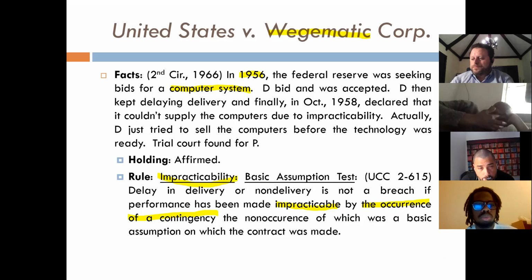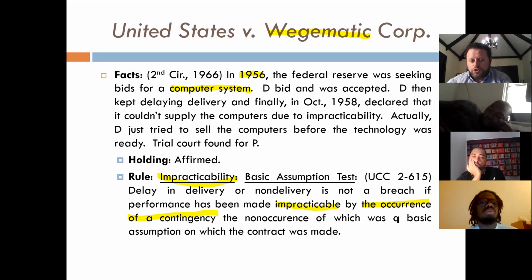So think of the concert hall in the previous example. You and I both believed that this concert hall would still be there, right? But there was a contingency. The hall burned down. And the non-occurrence of this was a basic assumption. We both assumed that a fire would not occur. That was our basic assumption. So the same thing here is an implied condition.